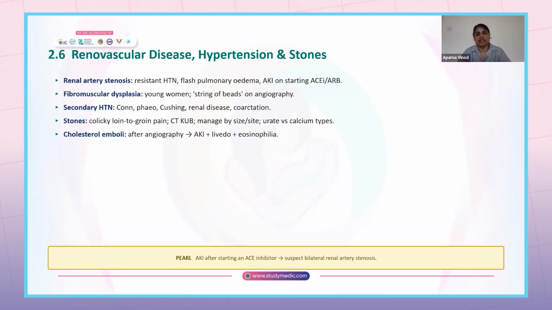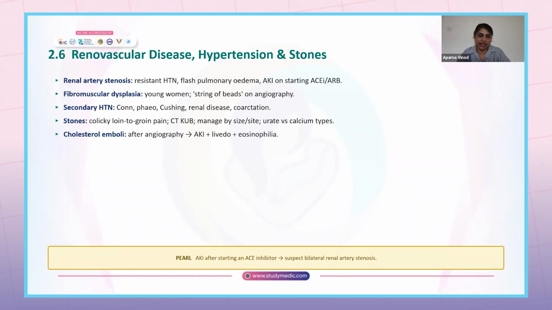Now, renal vascular disease, hypertension and stones. So for renal artery stenosis, the patient will show resistant hypertension, flash pulmonary edema and AKI on starting ACE inhibitors or ARBs. Suppose the patient came in with resistant hypertension and you started ACE inhibitors or ARBs, or the patient presents with acute pulmonary edema, then think of renal artery stenosis. Now, fibromuscular dysplasia is usually seen in young women, and on angiography you can find a string of beads appearance.